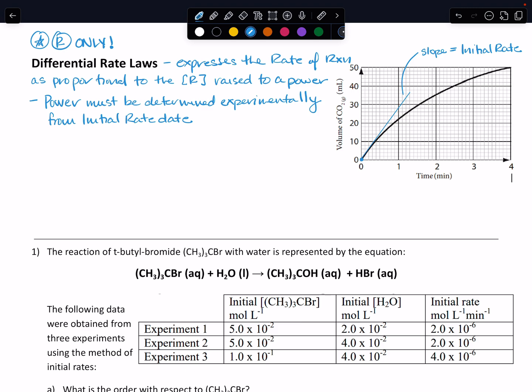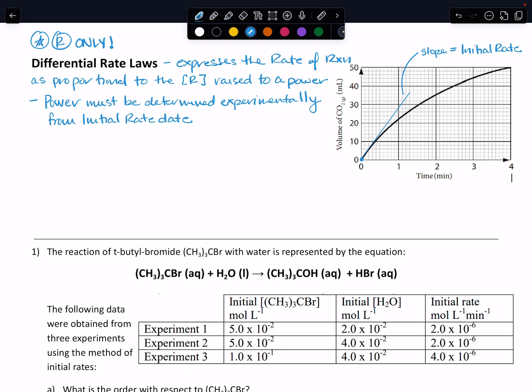Now, you're not going to have to do that yourself. That data will be given to you in a tabular form. And what happens is they start with different amounts of reactants and then measure what that initial rate is in those different experiments. There are a couple other types of rates that you can look at. I just wanted to define them quickly.